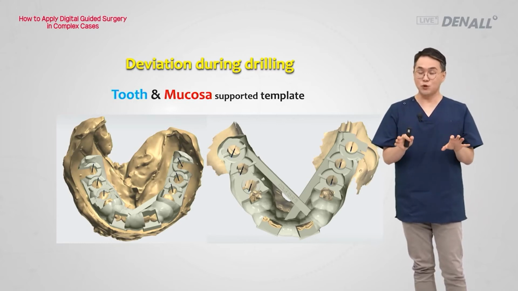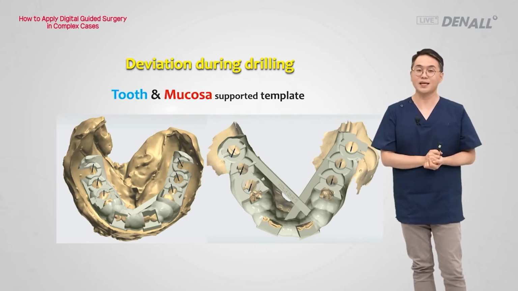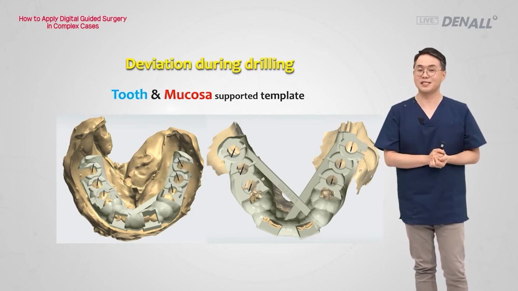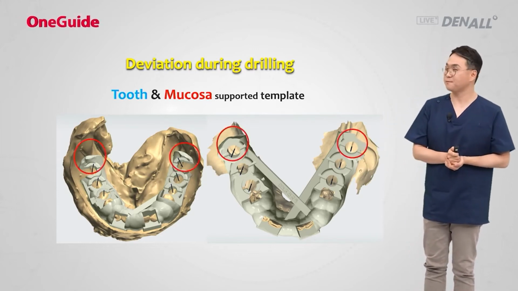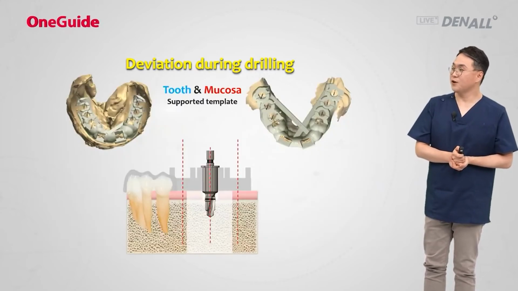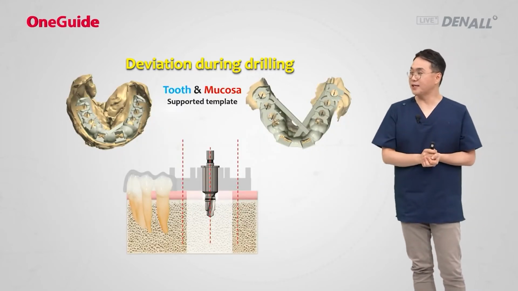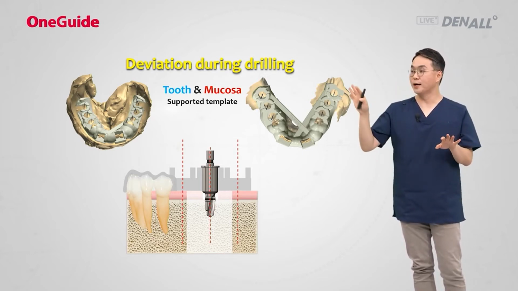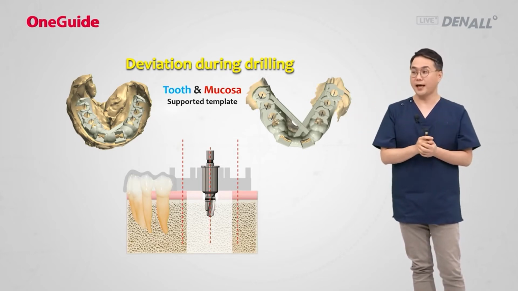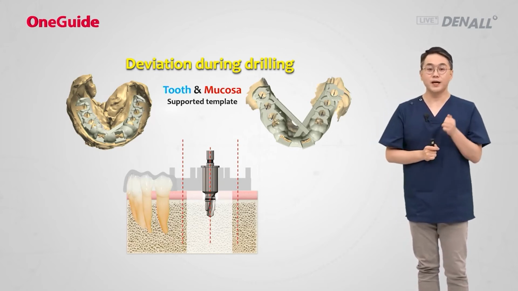There are residual teeth in the anterior, but there are no teeth distal, a free end distal. What happens? In this case, a lot of deviations can occur. There is support from the teeth in the anterior, but the guide will tilt in the posterior drilling.